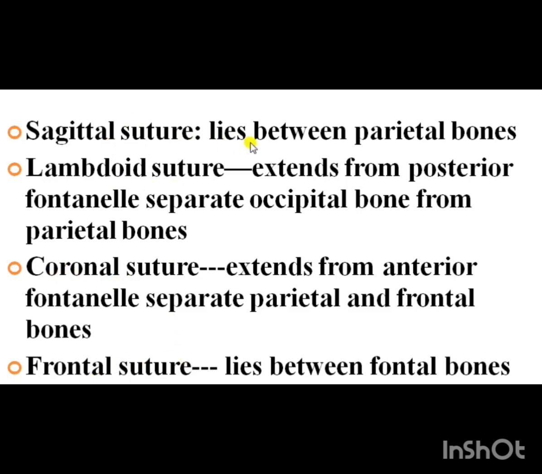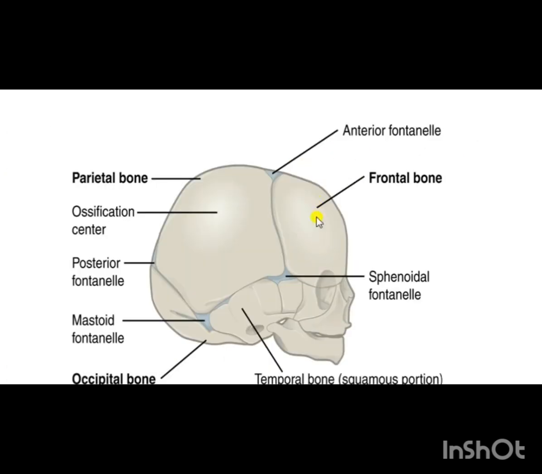Sagittal suture lies between the parietal bones. In the picture, this is the frontal bone, this is the parietal bone, this is the occipital bone, this is the posterior fontanelle, and this is the anterior fontanelle. So the sagittal suture separates the 2 parietal bones.